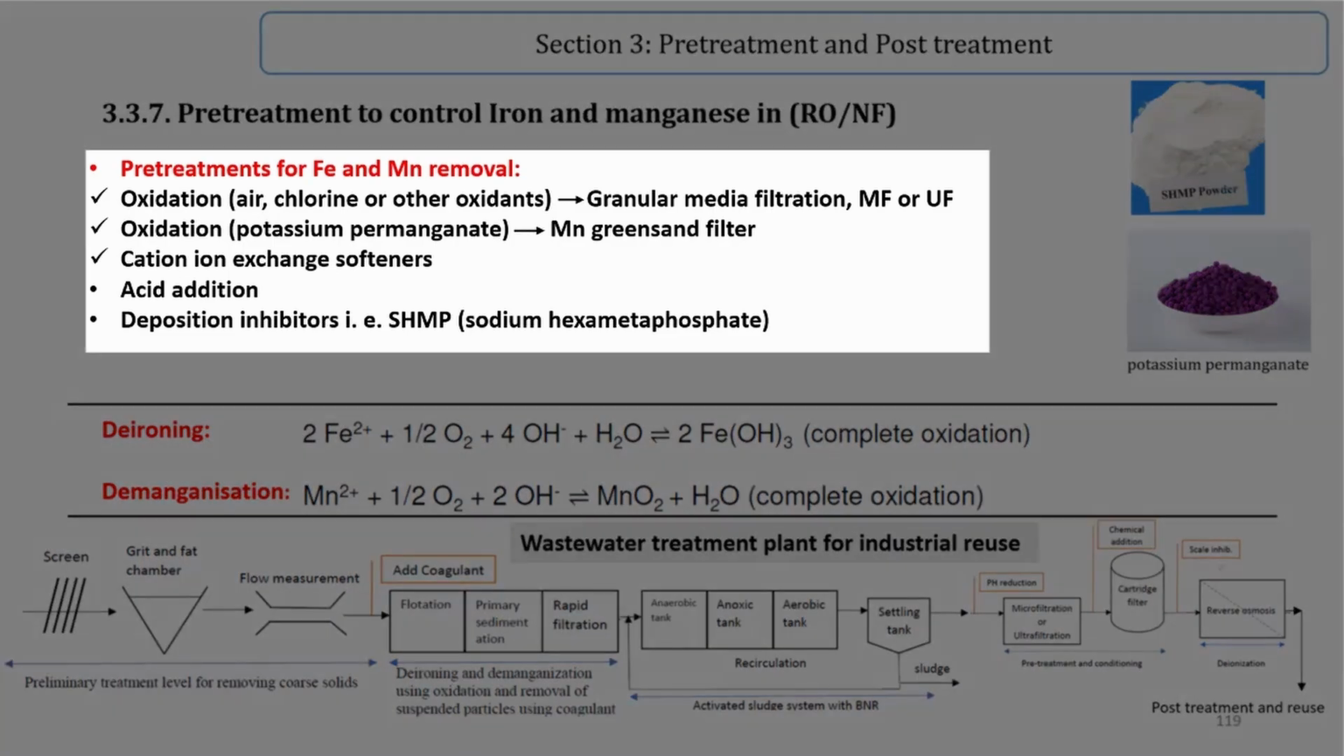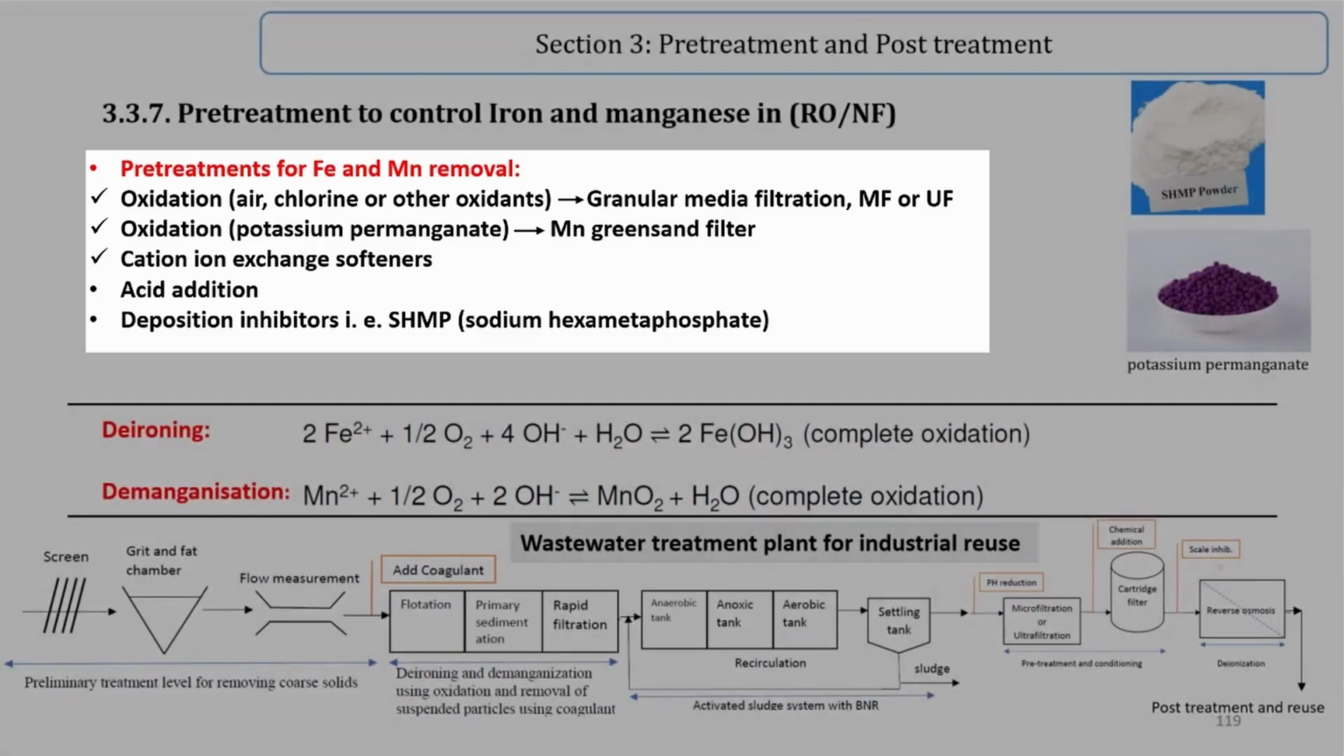Pretreatments for iron and manganese removal. To remove iron and manganese, at first it has to be oxidized with air, chlorine, or other oxidants. Then, with granular media filtration, microfiltration, or ultrafiltration, it can be filtered. The oxidation equilibrium is presented for iron and manganese. Depending on the application and concentration, methods such as cation ion exchange softeners, acid addition, and inhibitors can be applied.